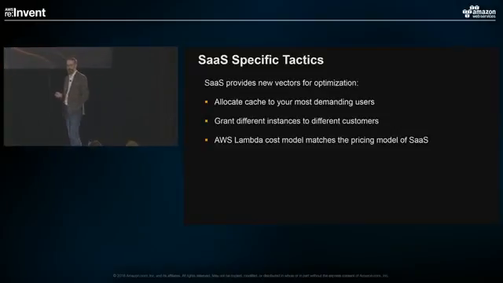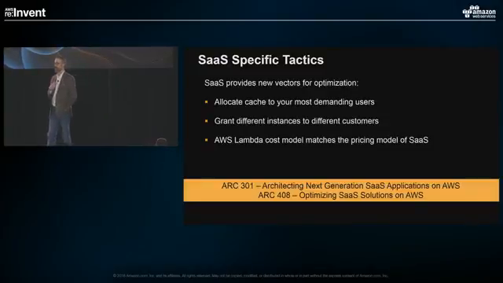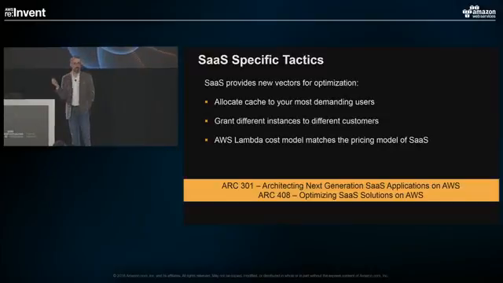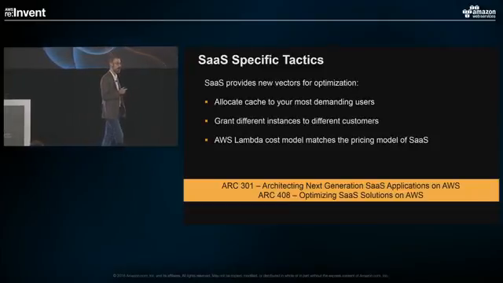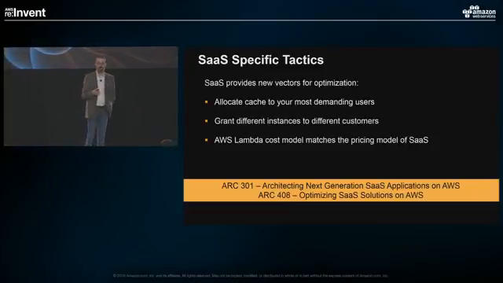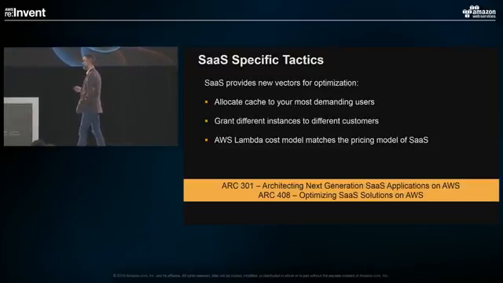If you want to know more about this, we've got a partner solution architect colleague of mine, Todd Golding, who has a couple of talks. Evidently, these have been popular because they've added a couple more sessions, ARC 301 and ARC 408, all about optimizing SaaS. And with that basic foundation, I want to invite Judd Kaiser up to talk about some real-world experience that he's had with Ansys and their journey to the cloud.